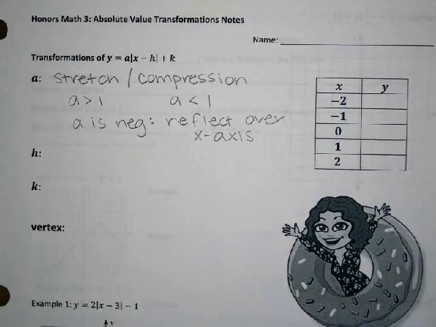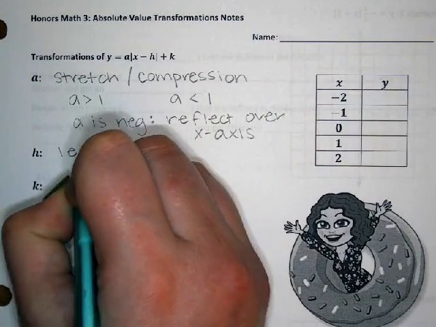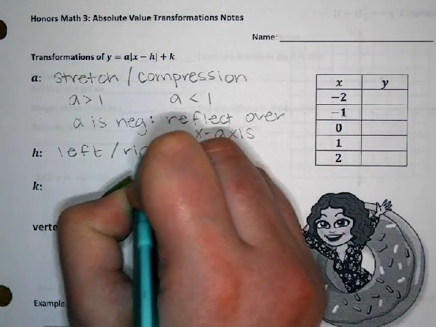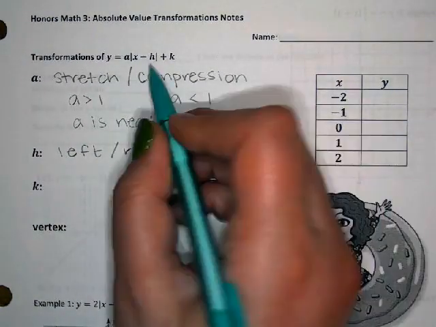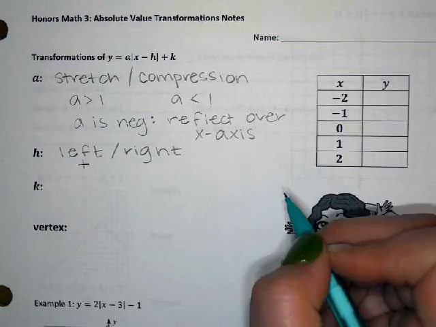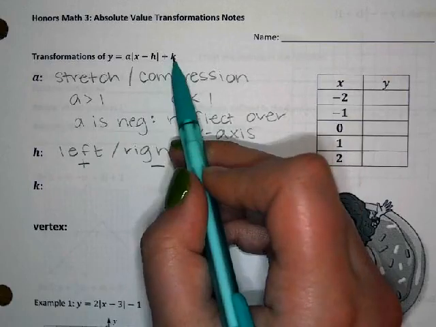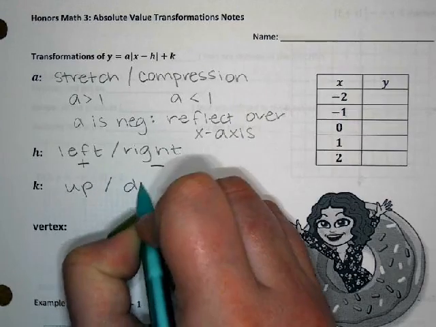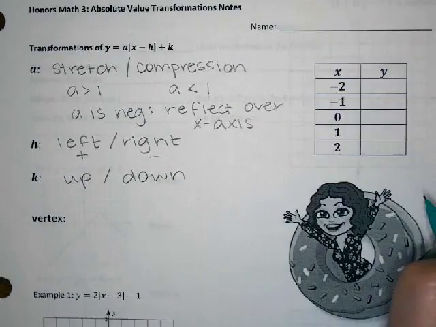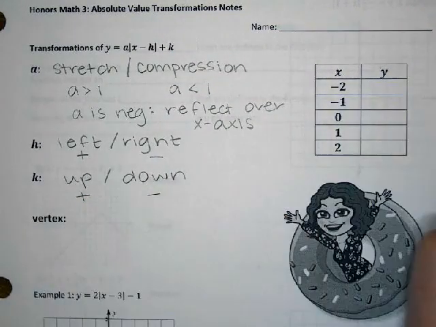All right, for the H value, H is going to shift the graph to the left and to the right. And it's always the opposite of what you would think. So a positive number shifts it to the left, a negative number shifts it to the right. The number on the end, the K value, shifts the graph up and down. And this is exactly what you would think. A positive number shifts the graph up, a negative number shifts the graph down.